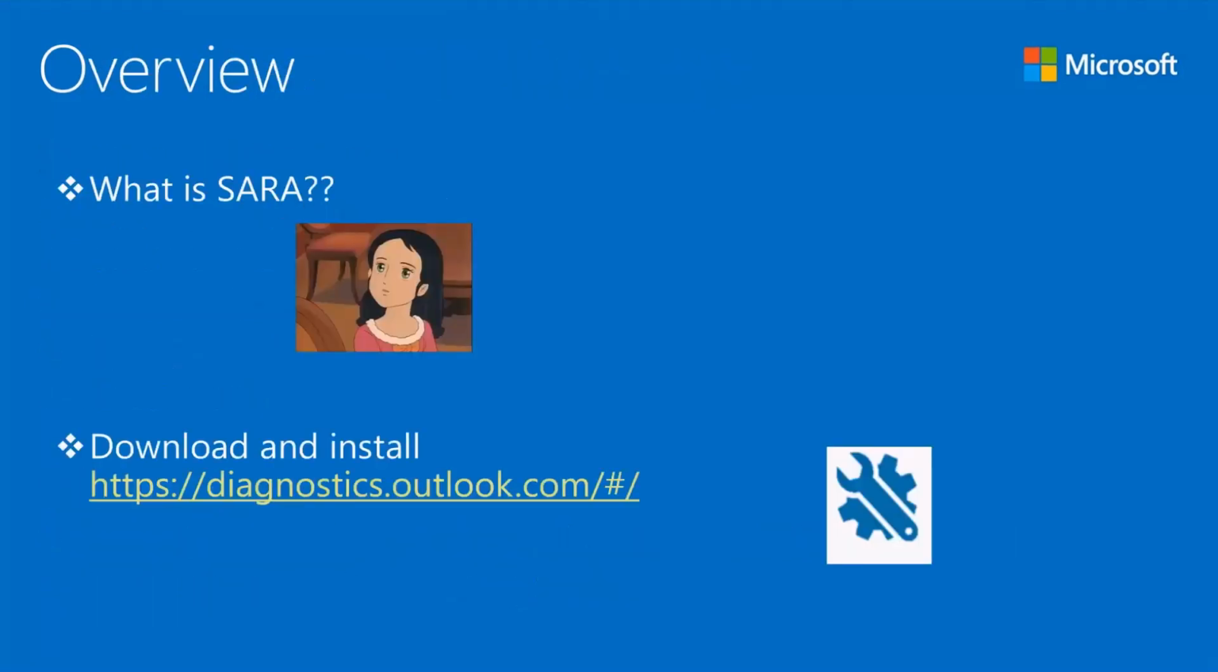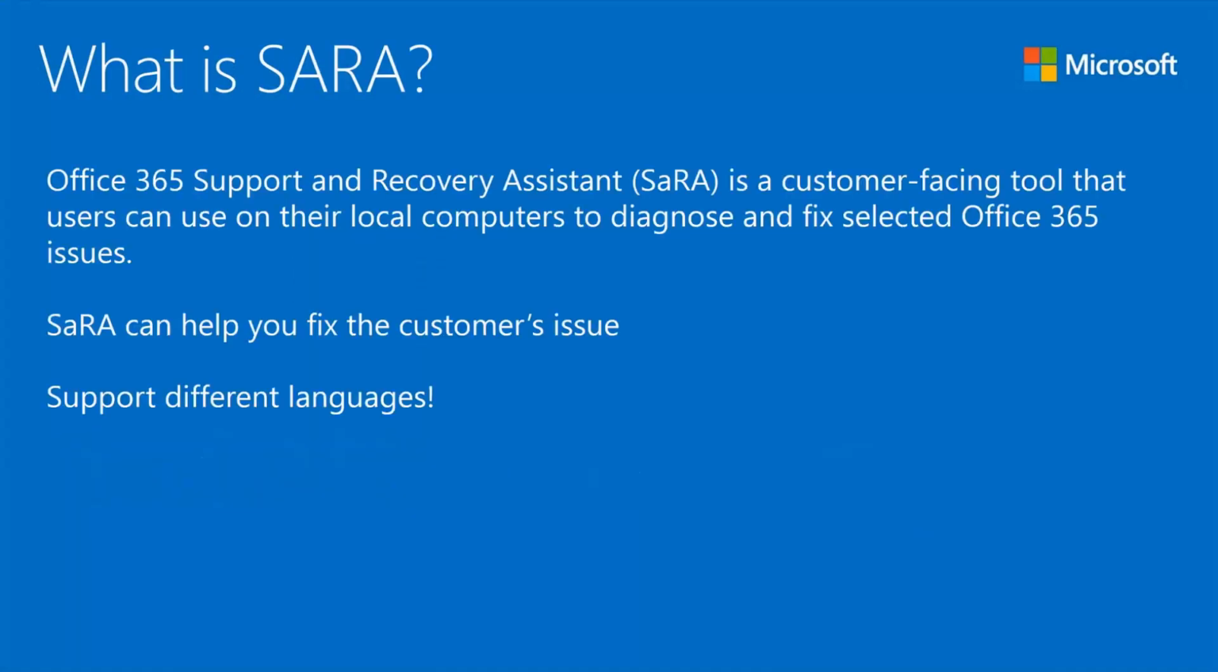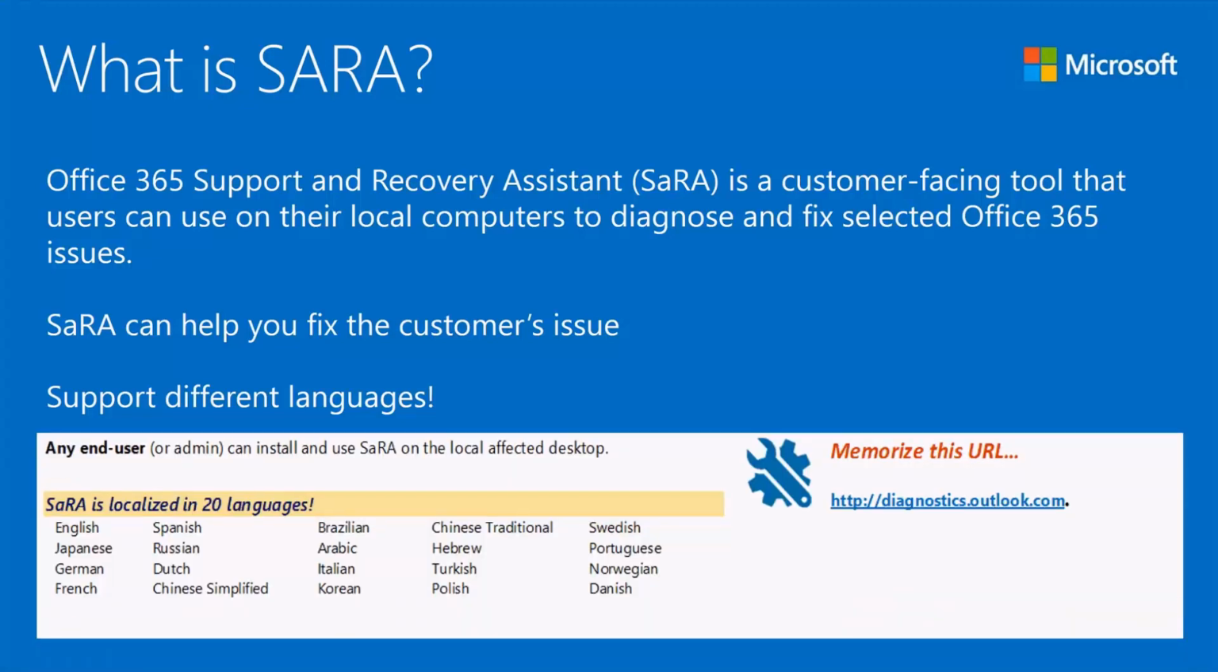Okay, so an overview. What is SARA? Well, SARA is not just a girl's name or a cartoon character. It's actually a tool, a diagnostics tool that we have in Microsoft that helps you resolve many of the issues that you may have in products in Office 365. So it's a support and recovery assistant. It's a customer-facing tool that both users and admins can use on local machines to diagnose and fix selected Office 365 issues. And this tool comes in 20 local languages.